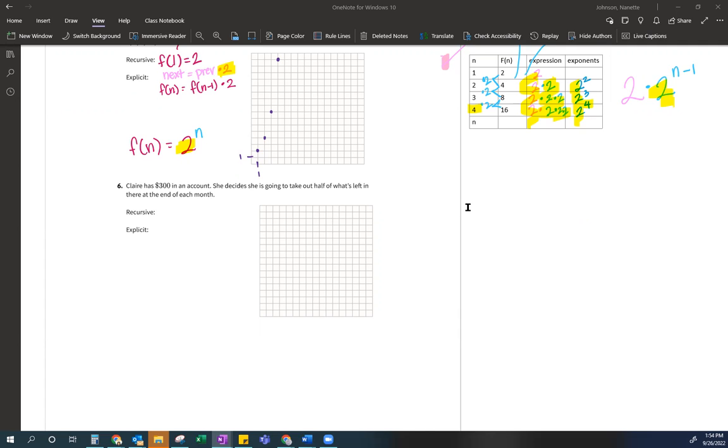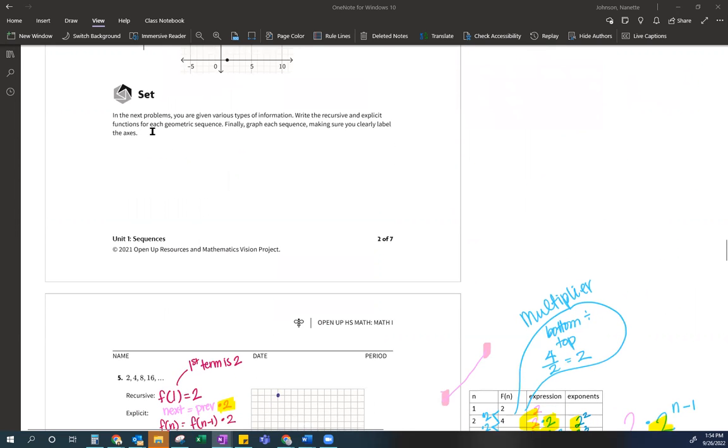Okay, so number 6 says Claire had $300 in an account, and she decides that she's going to take out half of what is left there at the end of each month. And up here, if you notice, they wanted you to write the recursive and explicit for the geometric. Oh, it's geometric? They just told me. I don't even have to think about whether it is or not. And then it says, finally graph the sequence, making sure that you clearly label the axes.